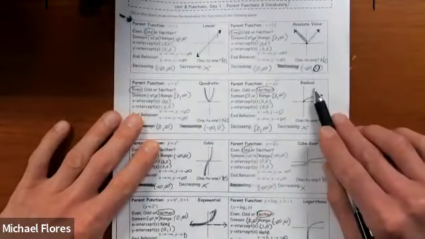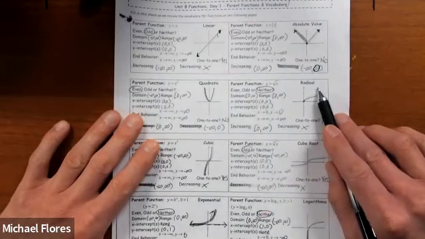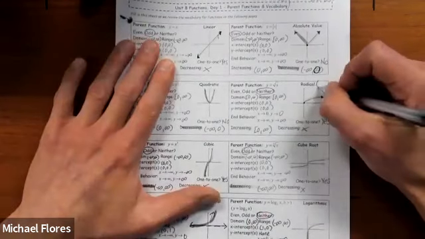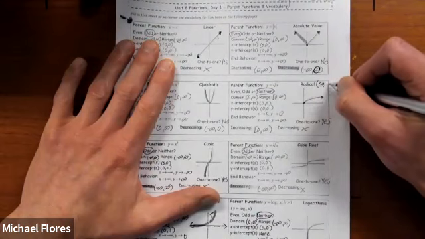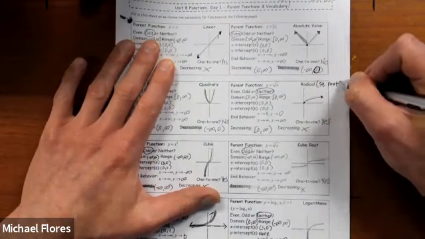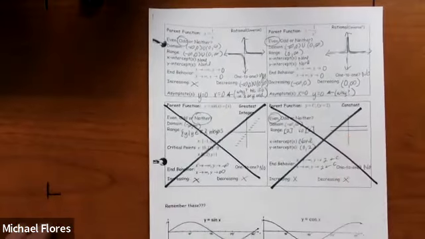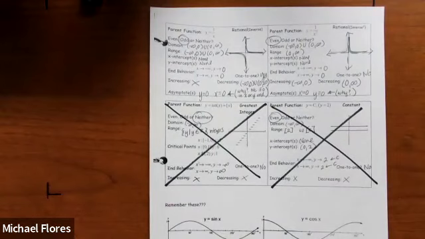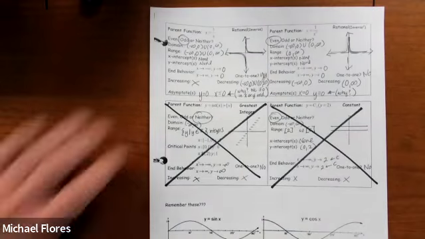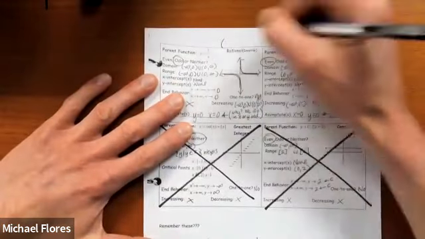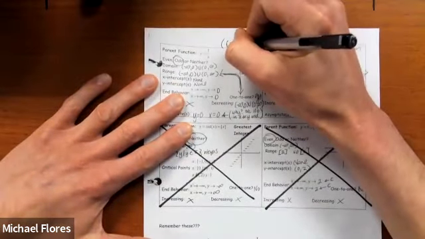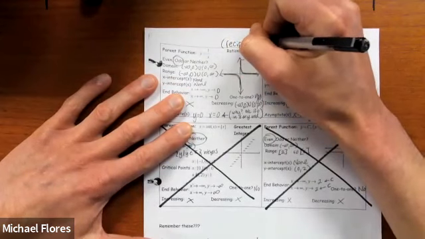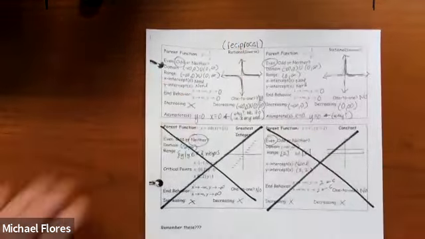Actually, right here, radical. In parentheses next to it, write square root. Okay, that's what I thought. I knew it. Here, right above it, maybe, right? Reciprocal.